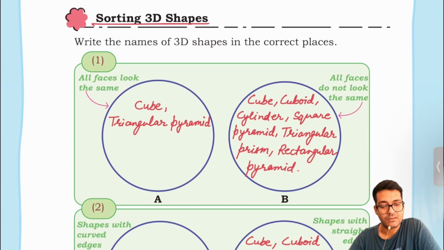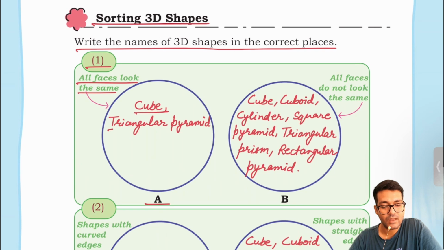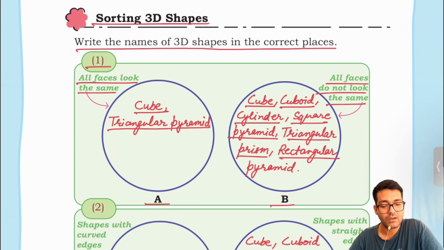Sorting 3D shapes. Write the names of 3D shapes in the correct places. 1a. All faces look the same. In this you can write cube and triangular pyramid. 1b. All faces do not look the same. In this you can write cube, cuboid, cylinder, square pyramid, triangular prism, rectangular pyramid.